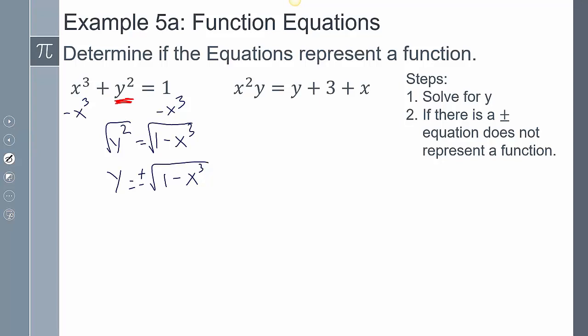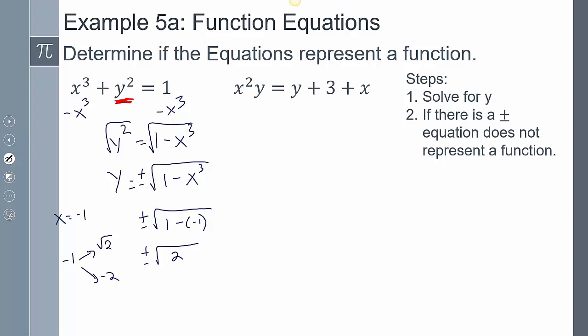So now that we have this, let's examine what this implies. Let's just say hypothetically, if I plug in x equals -1, this is going to simplify into plus or minus the square root of 1 minus -1, because -1 cubed is -1. And so that's going to give me plus or minus the square root of 2. So that means that this -1 is going to map to positive root 2 and negative root 2.